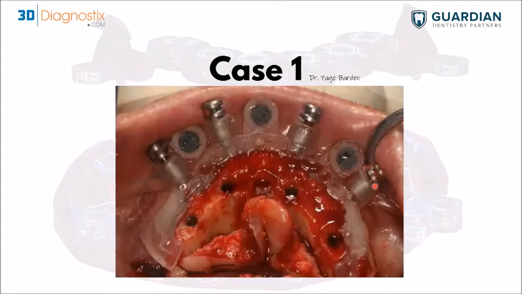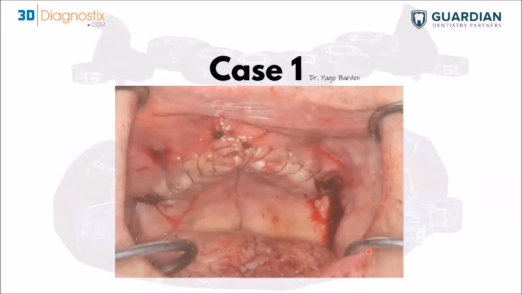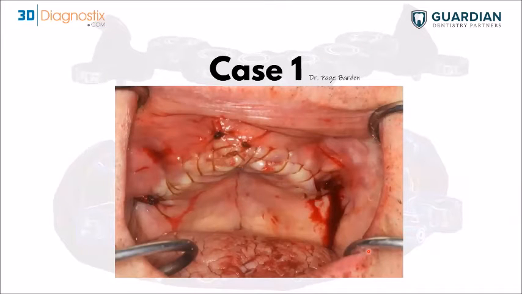And this is what happened inside the mouth. This was a perfect replication of the treatment plan, but here Dr. Barden decided not to load these implants. He just opted for a two-stage surgery.